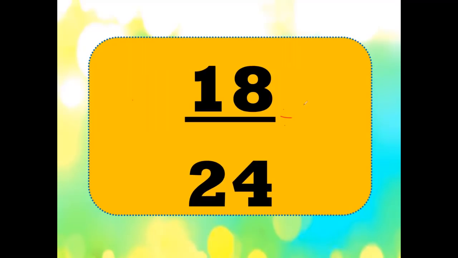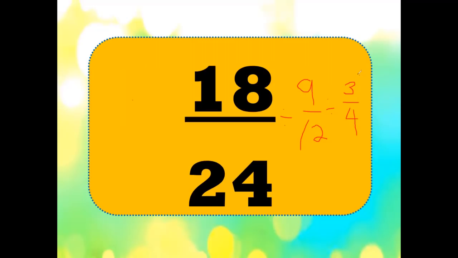After you divide this, let's check again if the fraction is already in lowest term. So let's divide it by 2. That makes it 9/12, right? 18 divided by 2 is 9. 24 divided by 2 is 12. So check your fraction. It's 9/12. Do you think it's already the lowest term? No, it's not. 9/12 can still be divided by 3. So 9 divided by 3 is 3. And then 12 divided by 3 is 4.